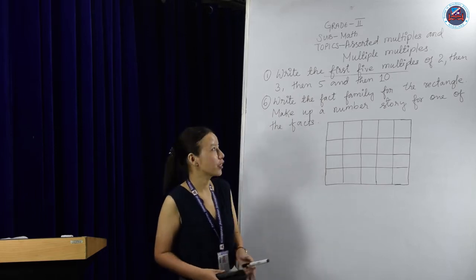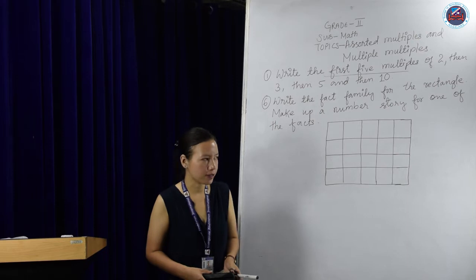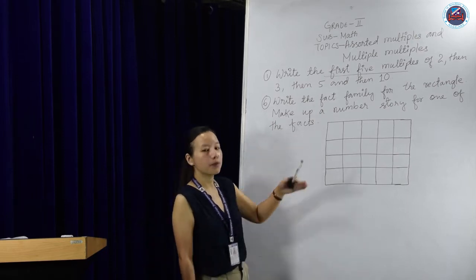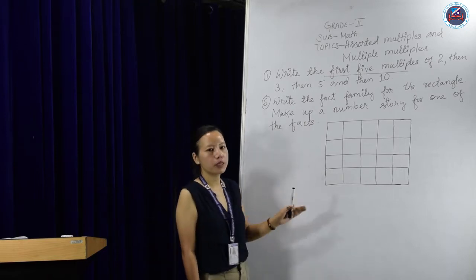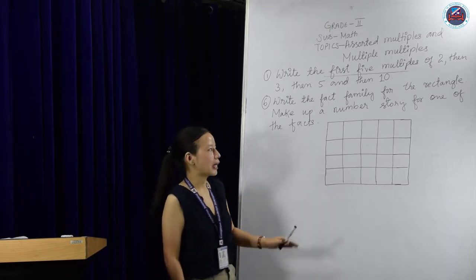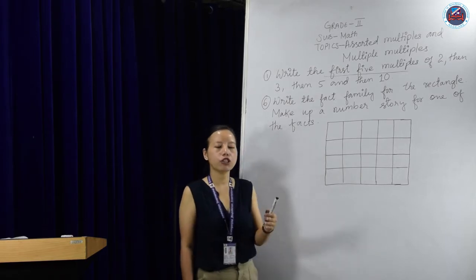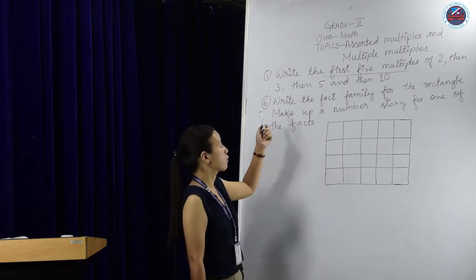Today we will learn two topics, that is assorted multiples and multiple multiples. Here in this topic we're going to continue with the multiples which we have learned in the previous video, and then we will go on with the fact family, and lastly we will solve some word problems related to multiplications and divisions. So first let's go to the first question.